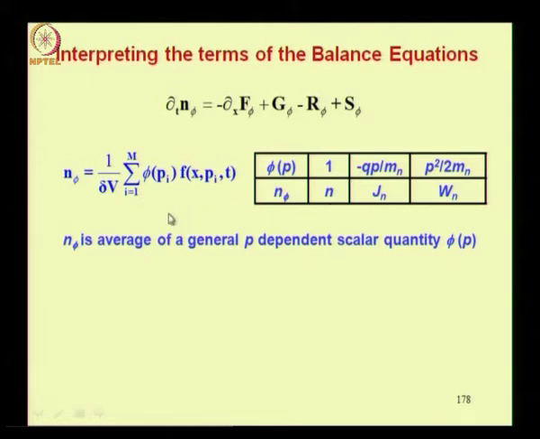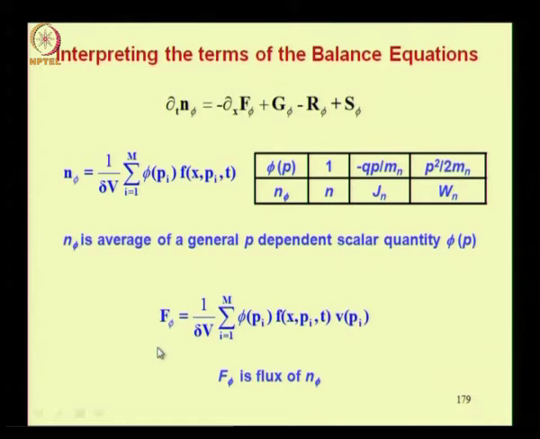In the previous lecture we have already introduced that formula. If you choose phi of p as minus q times p by mn, then you get Jn, the n phi becomes the current density Jn. This also we have explained in the previous lecture, the formula for Jn. And similarly, if you choose phi p as p square by 2mn, kinetic energy, then you get the average kinetic energy density Wn out of this formula. This formula for Wn was also given in the previous lecture.